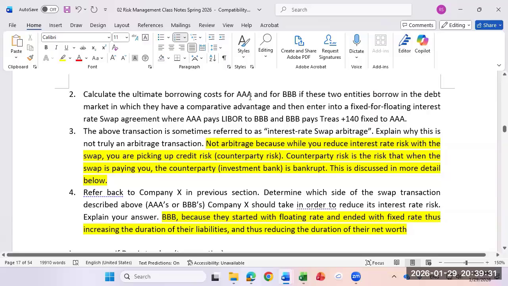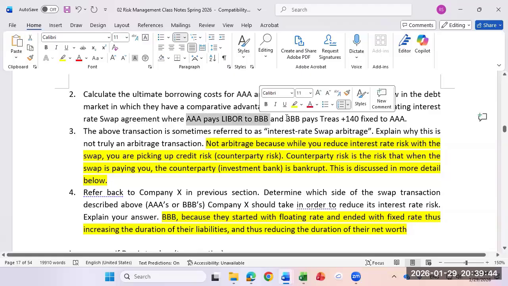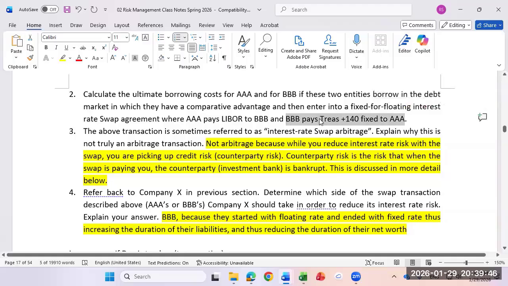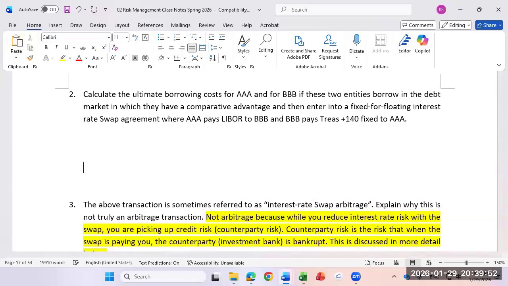If these two entities borrow where they have a comparative advantage, that means AAA is going to borrow fixed, triple B is going to borrow floating, and then enter a fixed for floating interest rate swap where AAA pays LIBOR to triple B, and triple B pays treasuries plus 140 to AAA. All right, let me do the math real quickly and you can kind of see it. We have 6 minutes. It's going to be too fast. So we'll do it again next class.